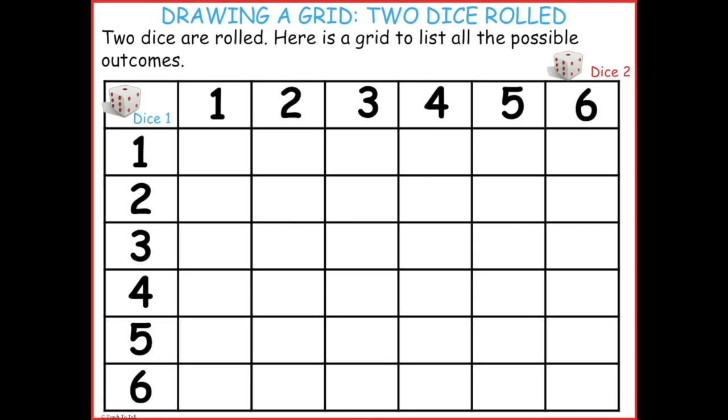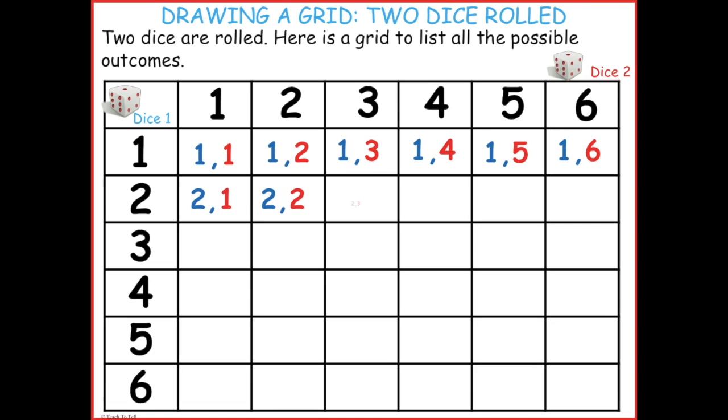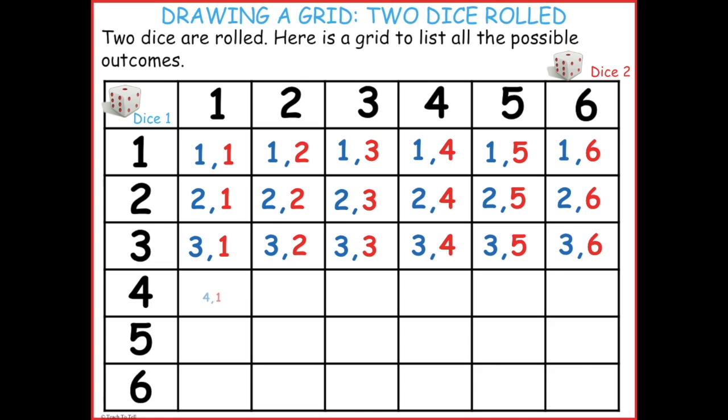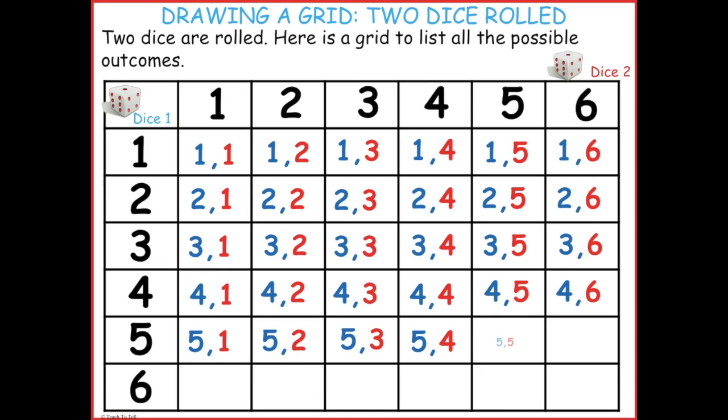2 dice are rolled. Here is a grid of all the possible outcomes. We've done this before previously, listing all of the possible outcomes. This could also be done in a tree diagram, but that might take you a different length of time. It would be a big tree to draw.